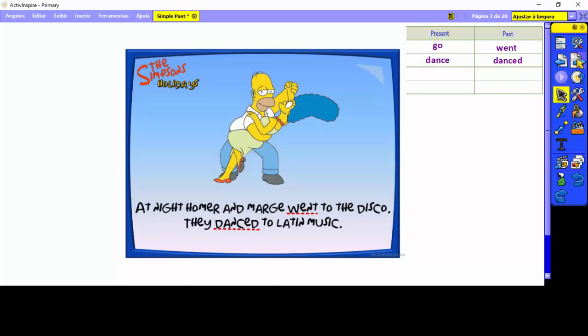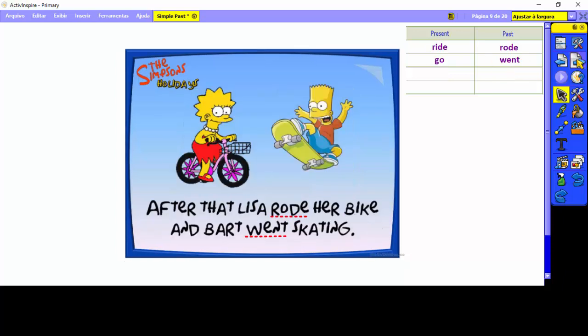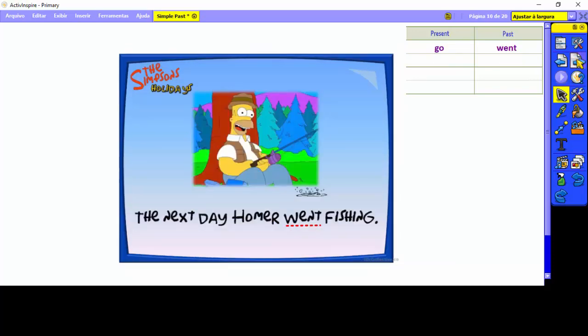At night, Homer and Marge went to the disco. They danced to Latin music. A few days later, they went to the mountains. It was hot, so they had a bath in a small lake. After that, Lisa rode her bike and Bart went skating. The next day, Homer went fishing.